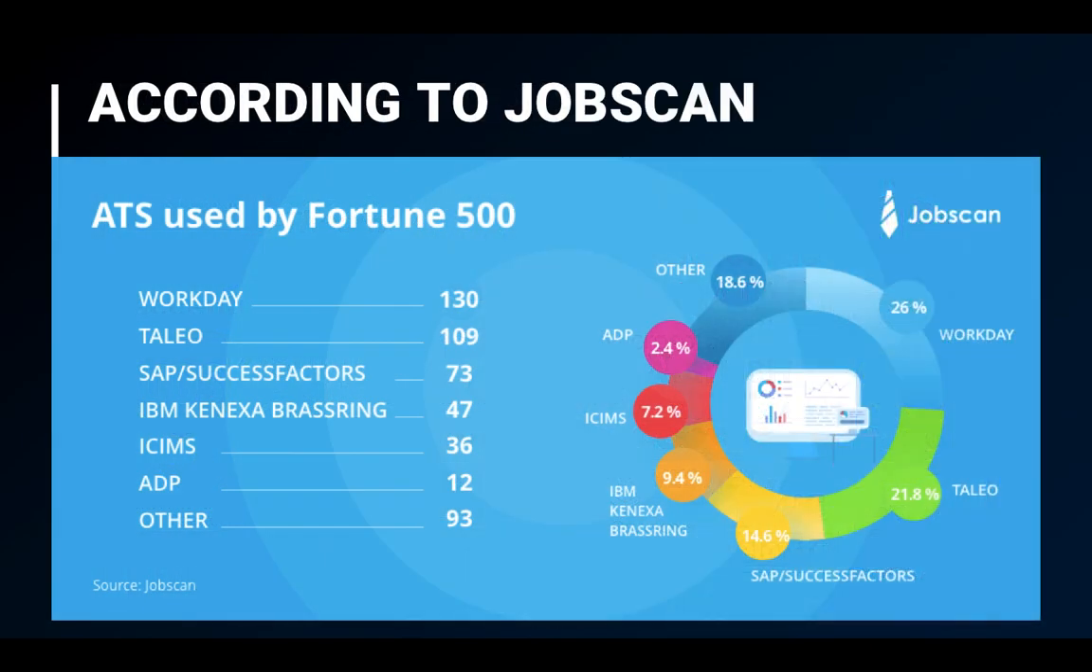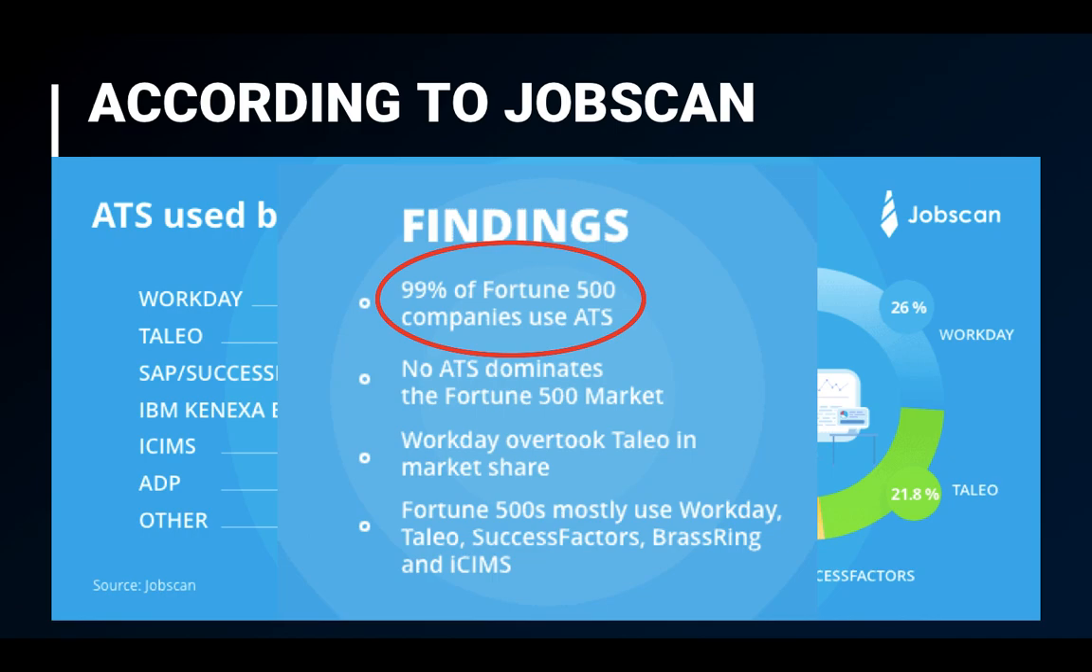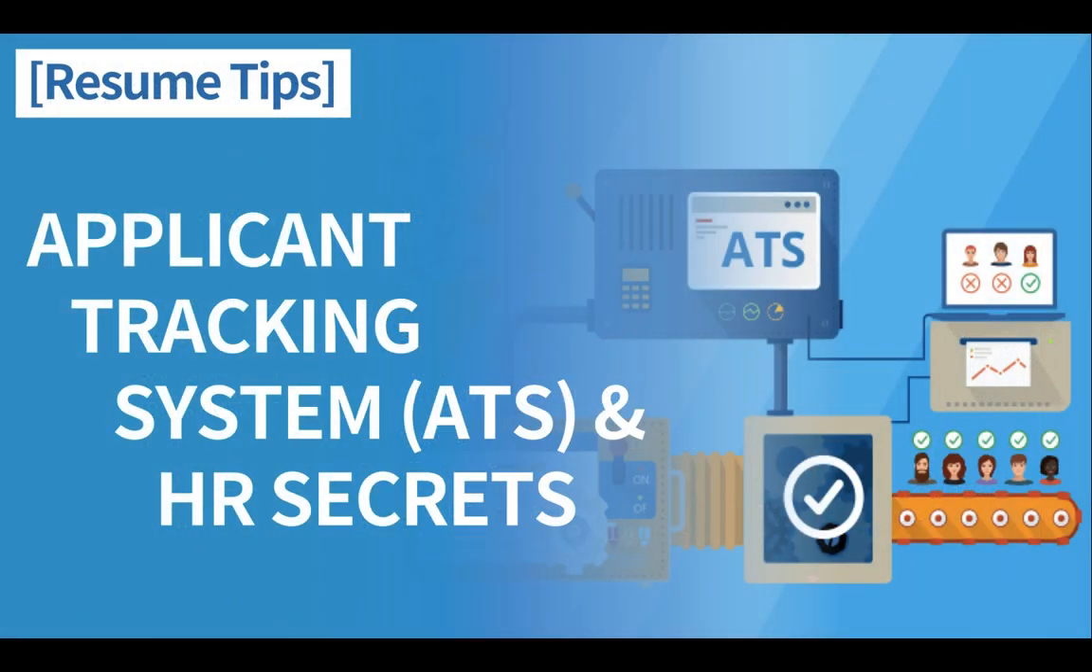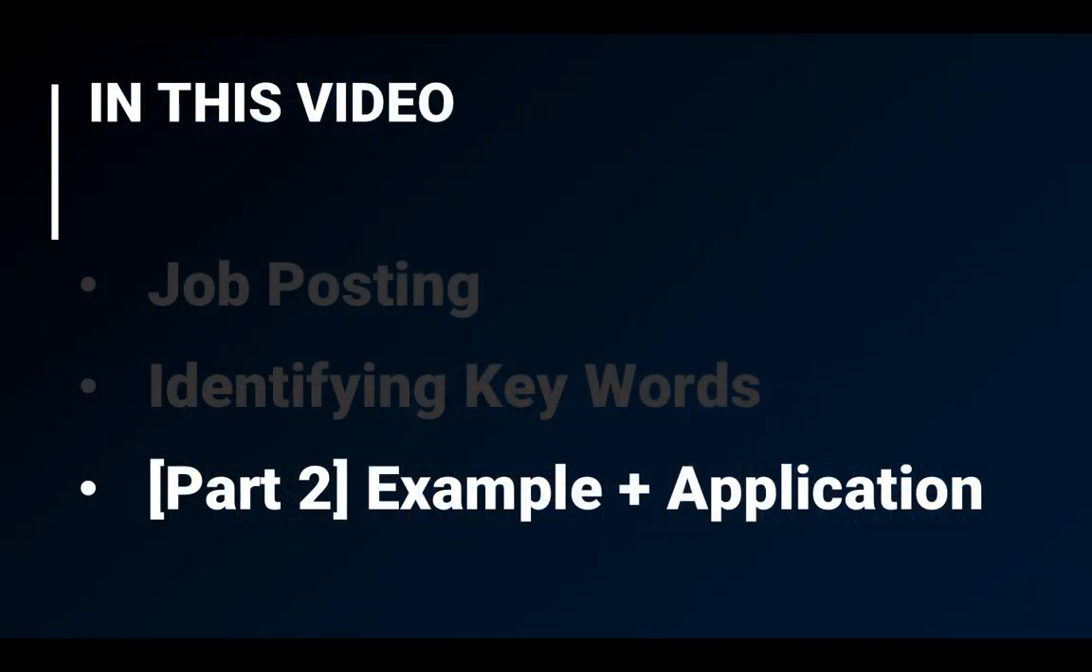And according to JobScan, the ATS, the applicant tracking system, is used by over 99% of the Fortune 500 companies, and I have a whole video on the ATSs. But in this video, we're going to be taking a look at an actual application of how to identify the keywords from the job posting with a real example of a job posting.